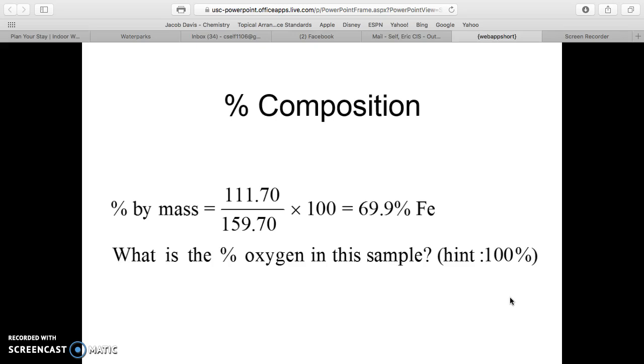So what is the percent of oxygen? Well, you can simply subtract 100 minus the 69.9, so roughly you would get close to 30% by doing your subtraction. You could definitely go through and do the same process for the oxygen. However, when there's only 2 elements, it's just as simple to subtract from the 100.